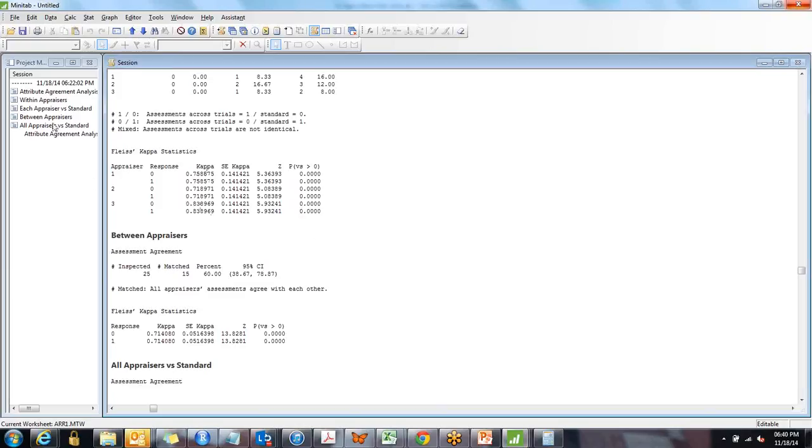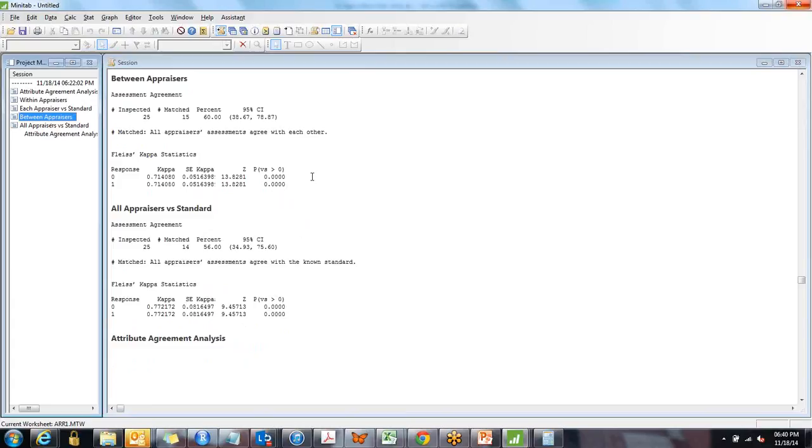And one last thing is between appraisers and all standards. So here also look at the kappa values. They're barely acceptable. That means it's greater than 0.7, so they're just acceptable. And also p-values are less than 0.05, which indicates that the kappa values are different from 0. And the last thing is all appraisers versus standard.